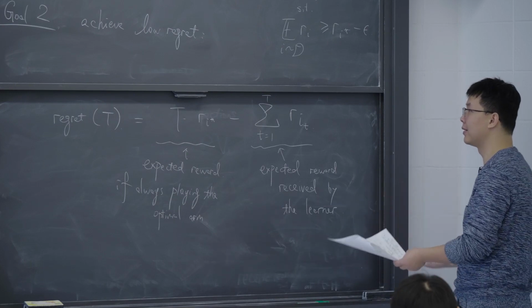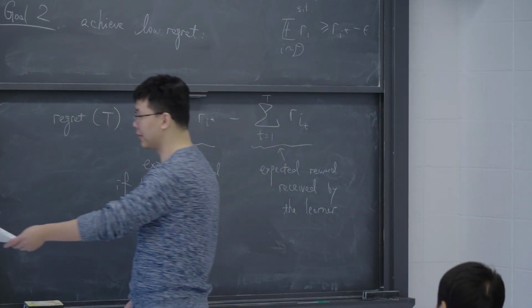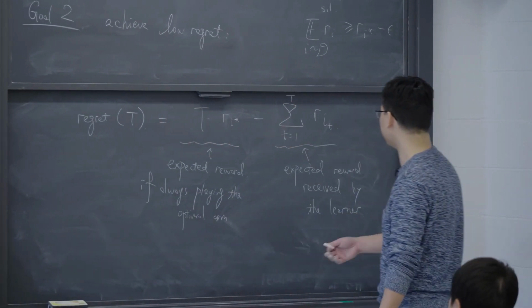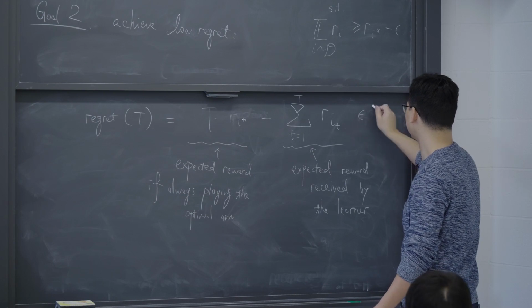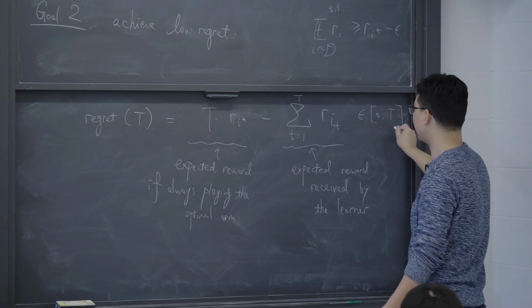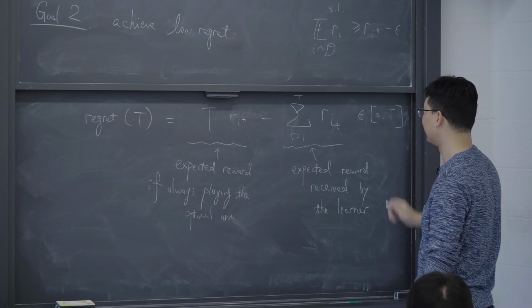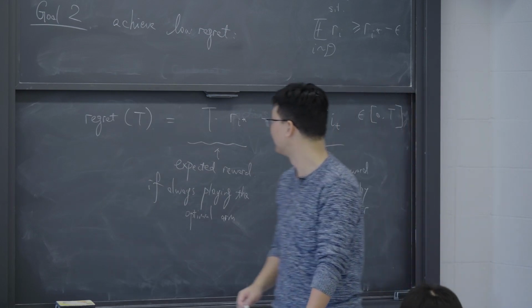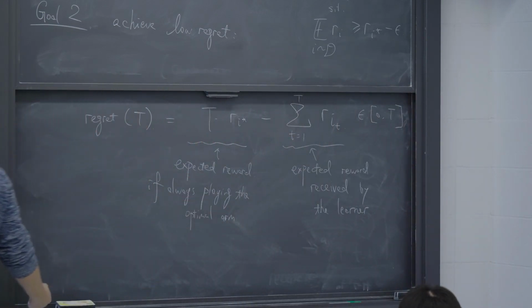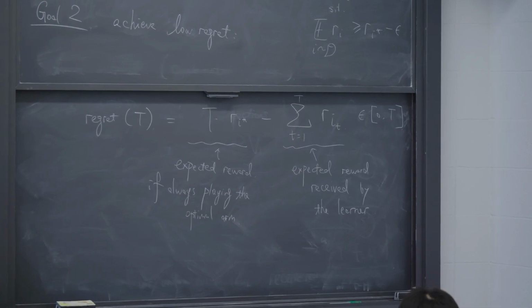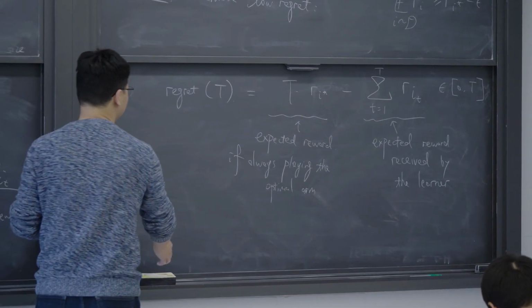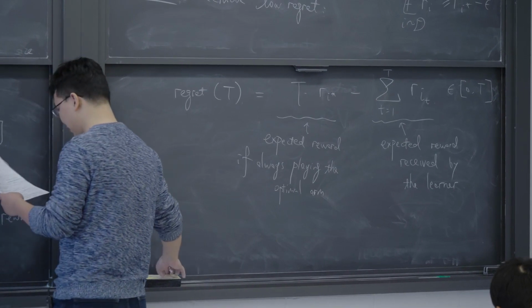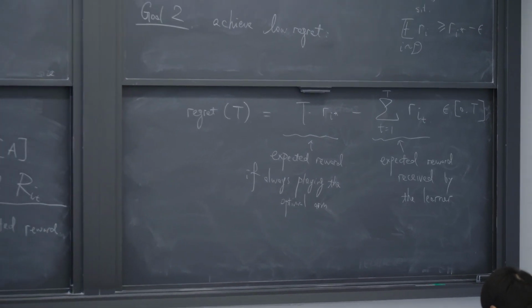I just want to say this: because we have normalization, the reward is in 0 to 1, so the regret scaling is always in 0 to t. So regret is never going to be greater than t. So if you achieve linear regret, that's already a trivial regret that doesn't say anything. That's very bad. The non-trivial regret is sublinear, like square root t or something like that.